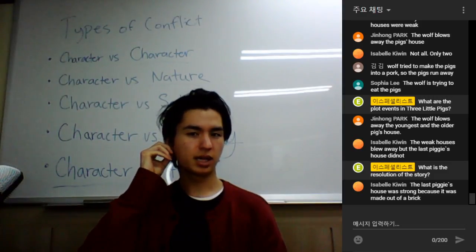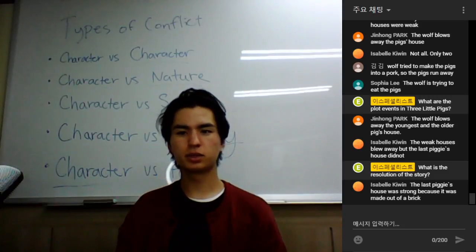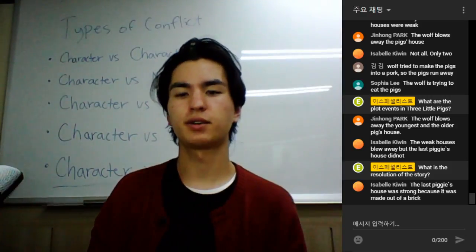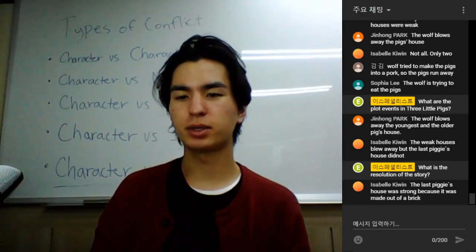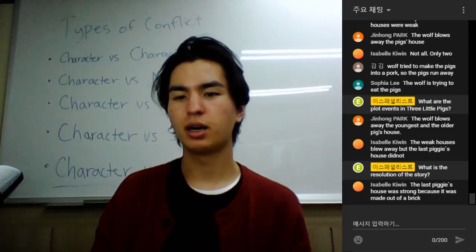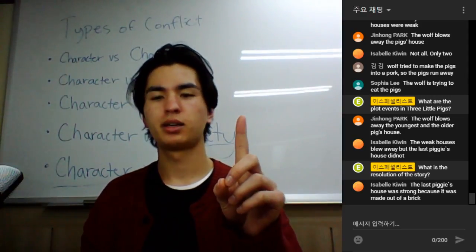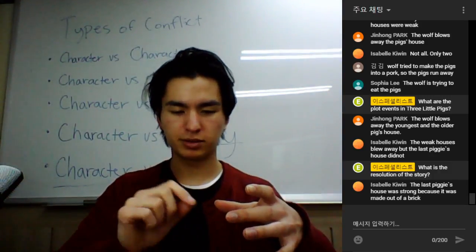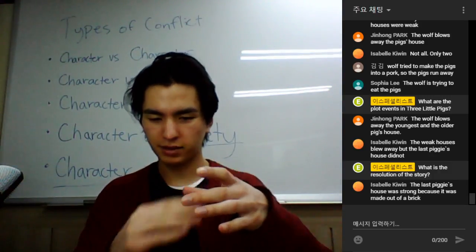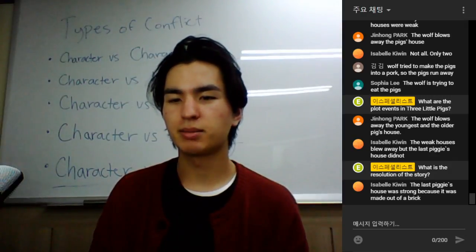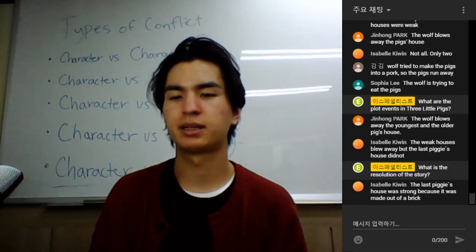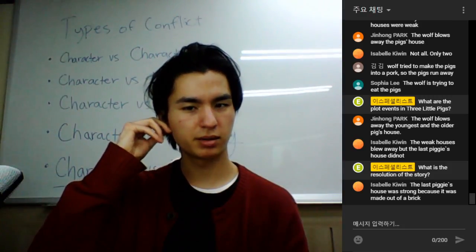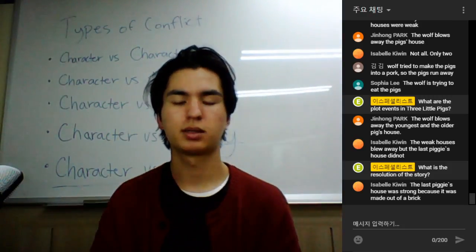Isabel says, the last piggy's house was strong because it was made out of a brick. Alright, that's very nice. One thing here is that we don't say made out of a brick. A brick means one brick. You make a house out of one brick. That is a very small house. You have to cut your rooms out of the house and live inside the brick. We would say made out of brick, not made out of a brick. Made out of the material brick. Okay, you type very quickly. That was a fast answer.